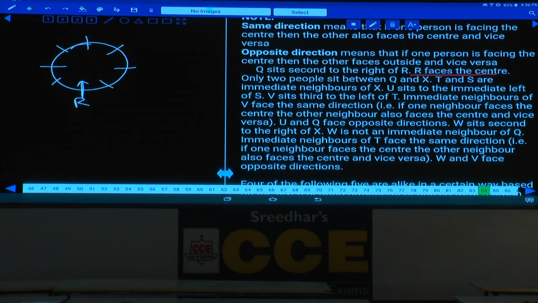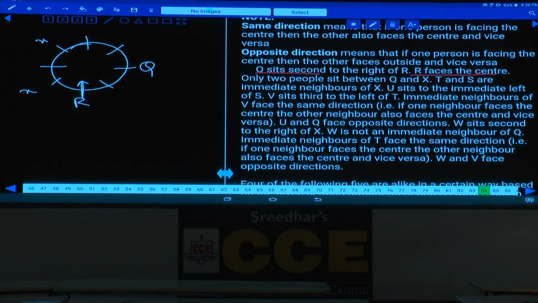R is facing the center. Q sits second to the right of R, second to the right. As Q sits second to the right hand side of R, this Q must be here. Only two people between Q and X. How many people between Q and X? There are exactly two people between Q and X. As two people between Q and X, X can be either here or X can be here.